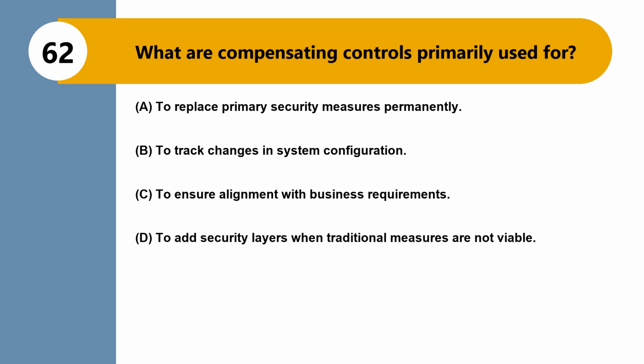Question 62. What are compensating controls primarily used for? Option A, to replace primary security measures permanently. Option B, to track changes in system configuration. Option C, to ensure alignment with business requirements.